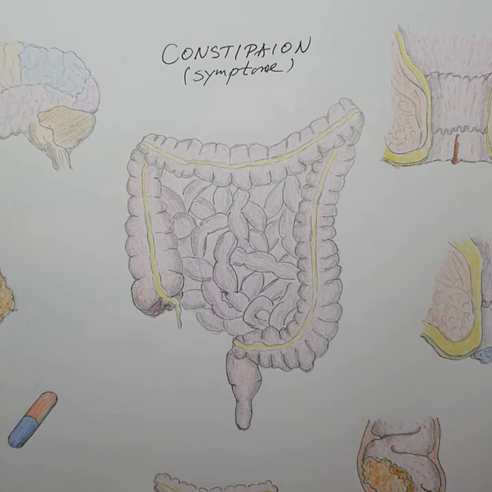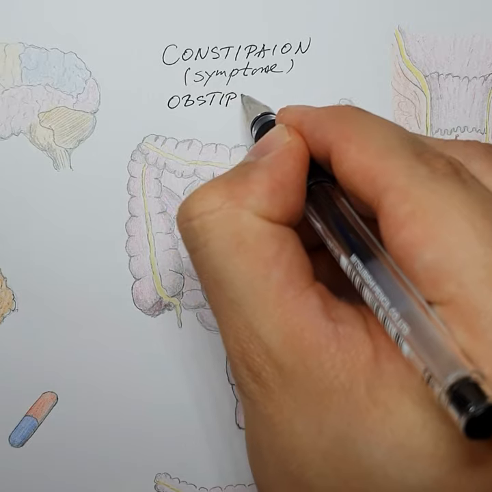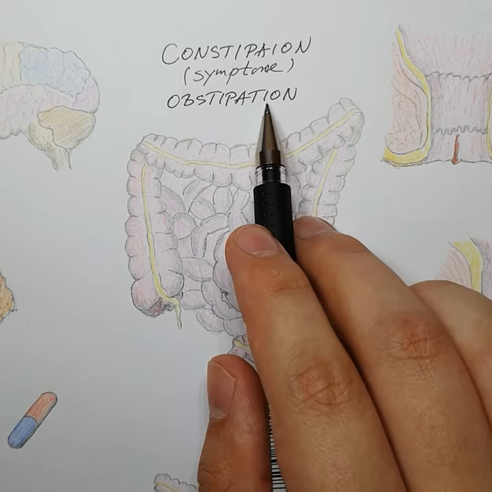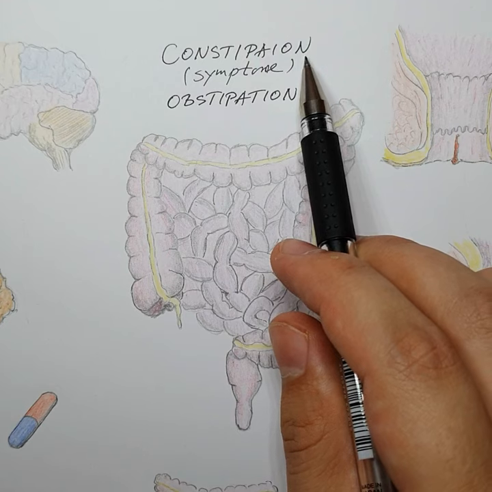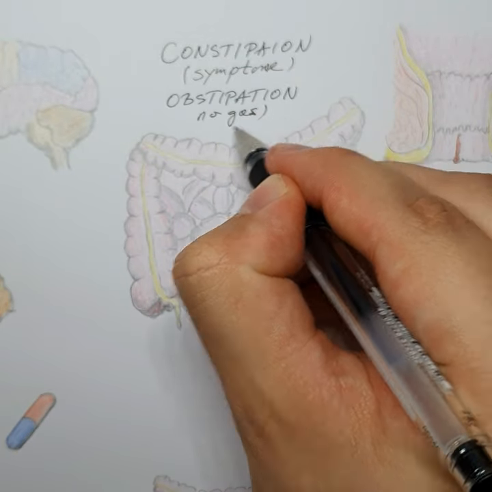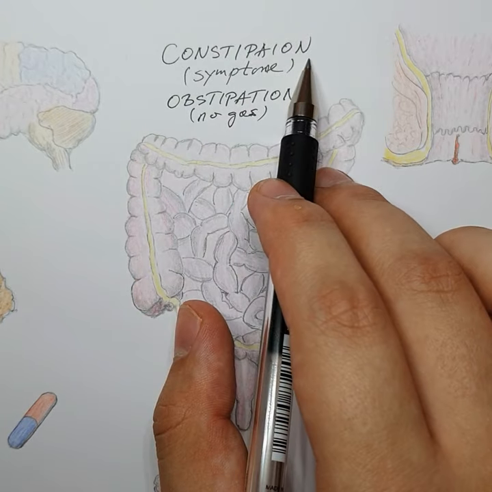There is also another term that we need to discuss, and that is obstipation. These terms are similar, but they are actually very different. In constipation, people have difficulty passing the stool, maybe less frequent, maybe difficult to expel hard stools, incomplete evacuation, and so on. But in obstipation, there is actually no passing of stool and no passing of gases. In constipation, there is always at least some passing of gas. But in obstipation, there will be no gas. And this is a more severe problem than constipation.